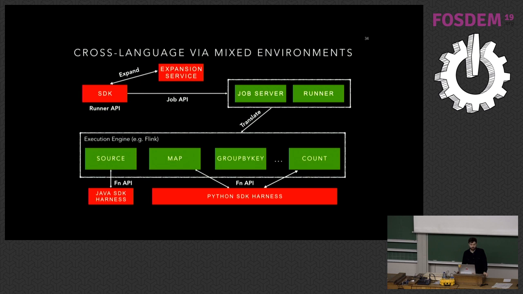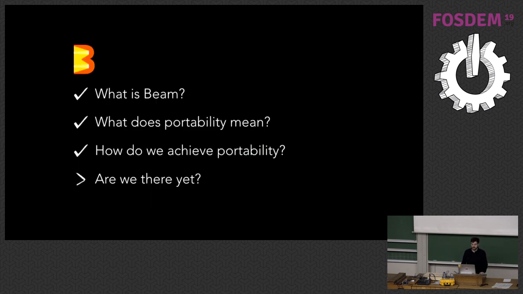Then we do the rest of the translation, and when the job runs, we actually have two different kinds of SDK harness running. We have a Java one for our Kafka source, and then we have maybe some Python data processing afterwards where we do some map and count. And of course we also have the native Flink, or whatever execution engine you're using, transform, like a group by key, which just doesn't need an SDK harness because it's supported by the execution engine. Yeah, so this is sort of how portability works. There are a lot of details, of course, but it's a 20-minute talk.